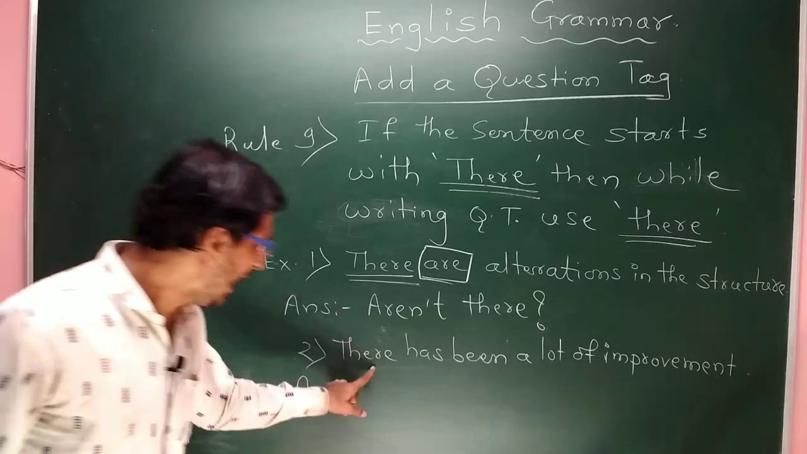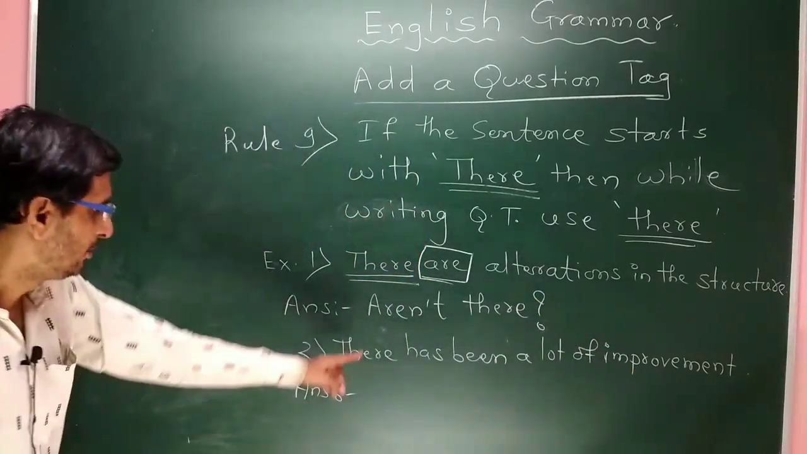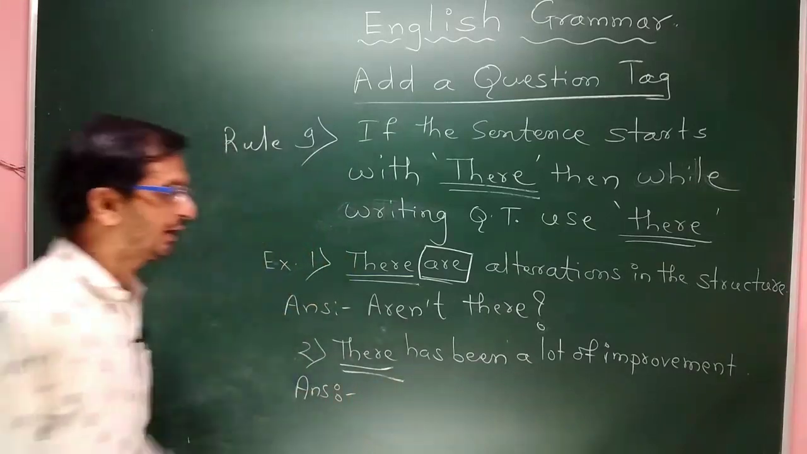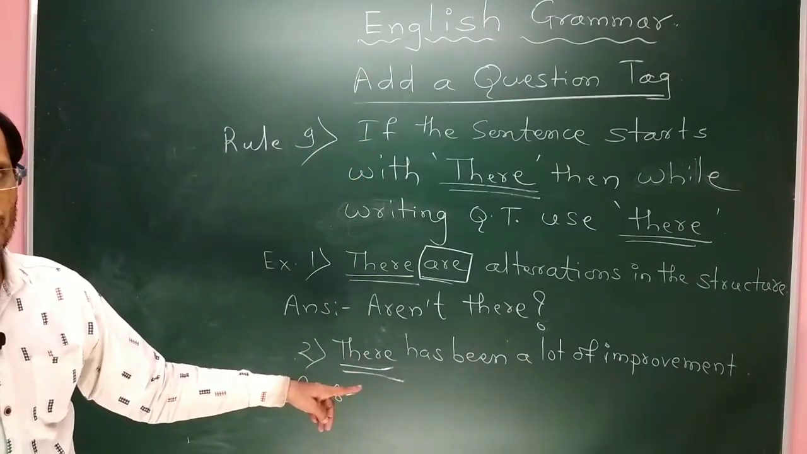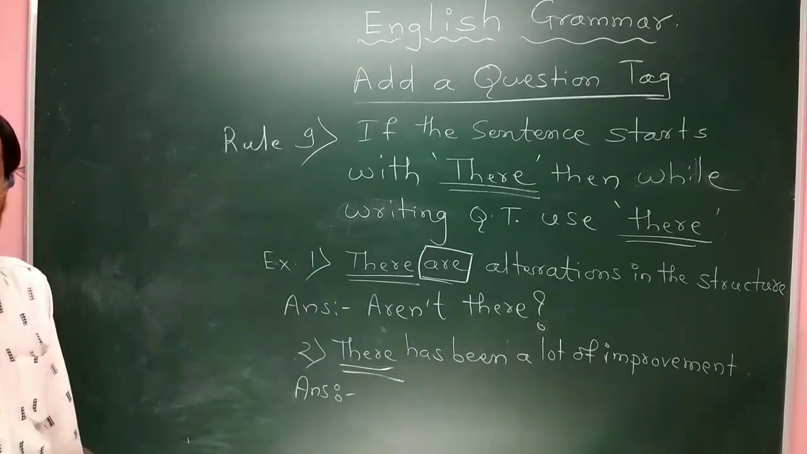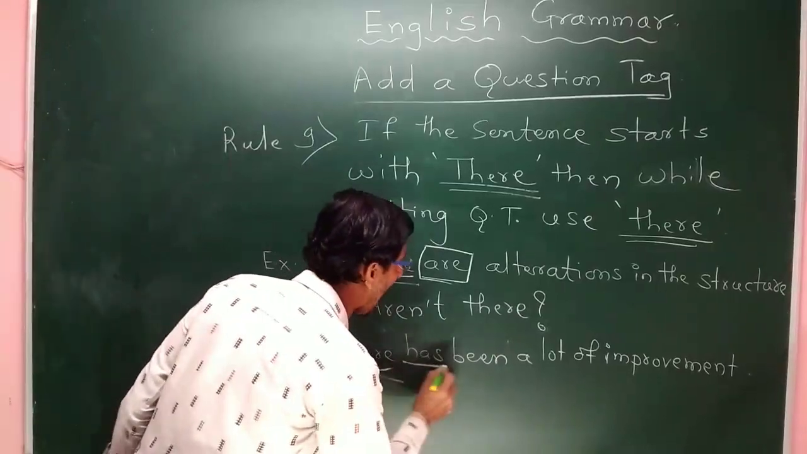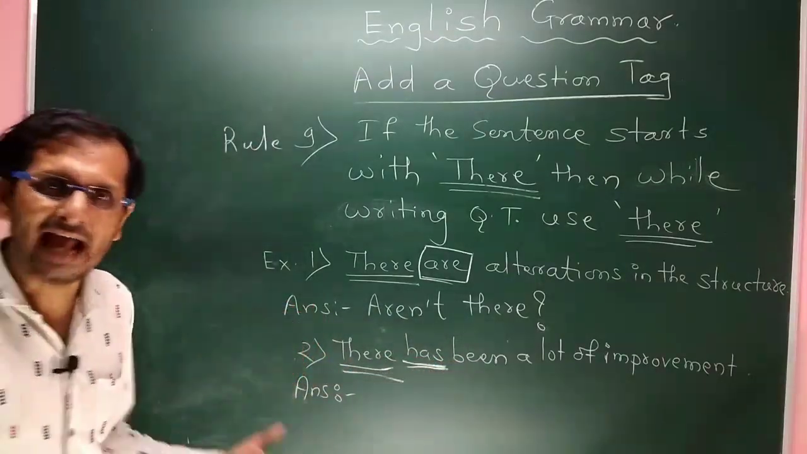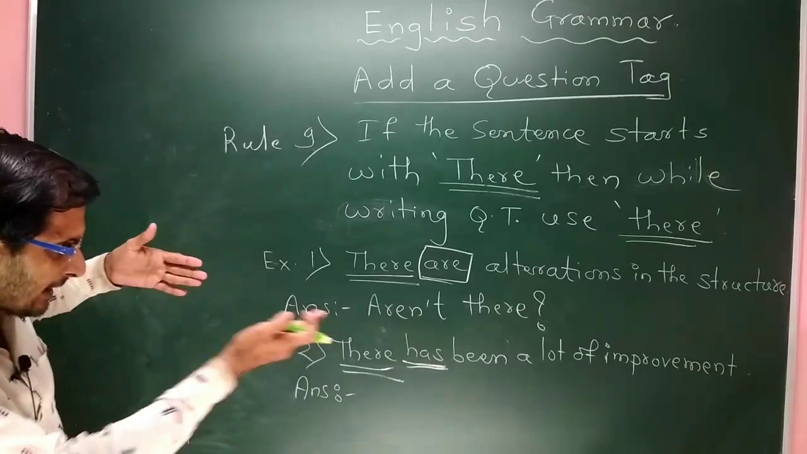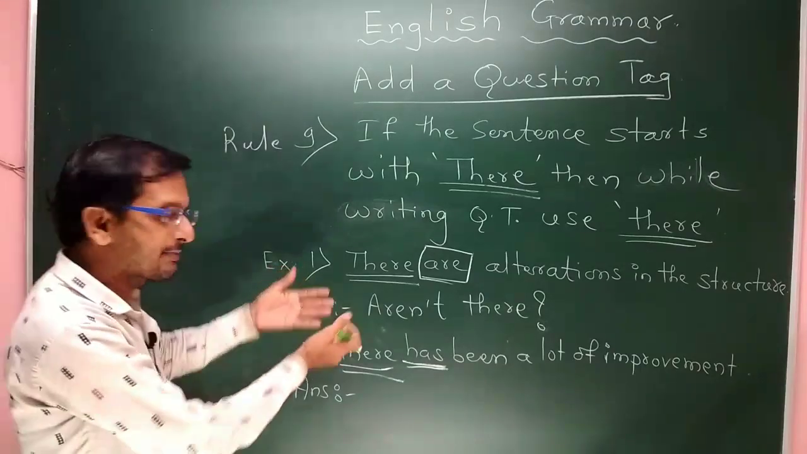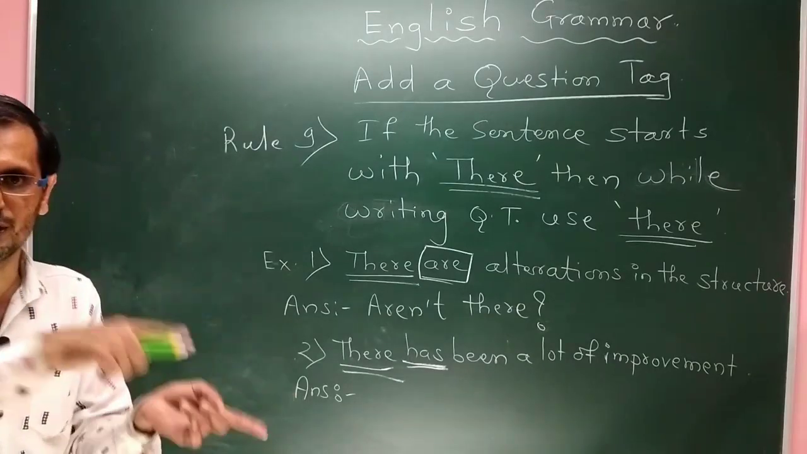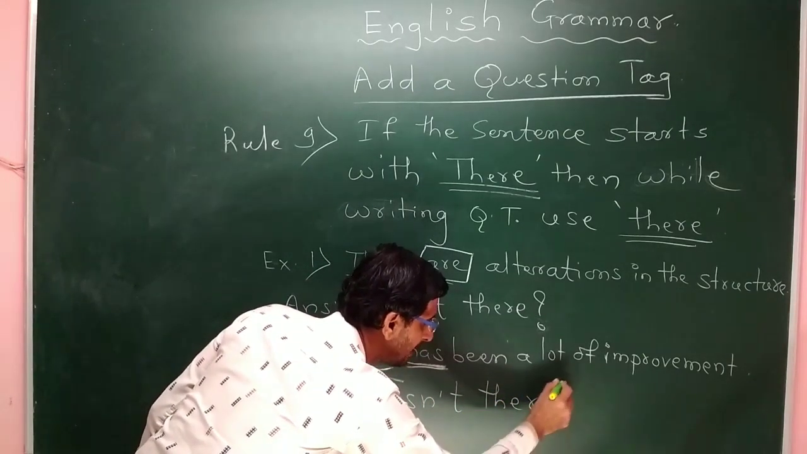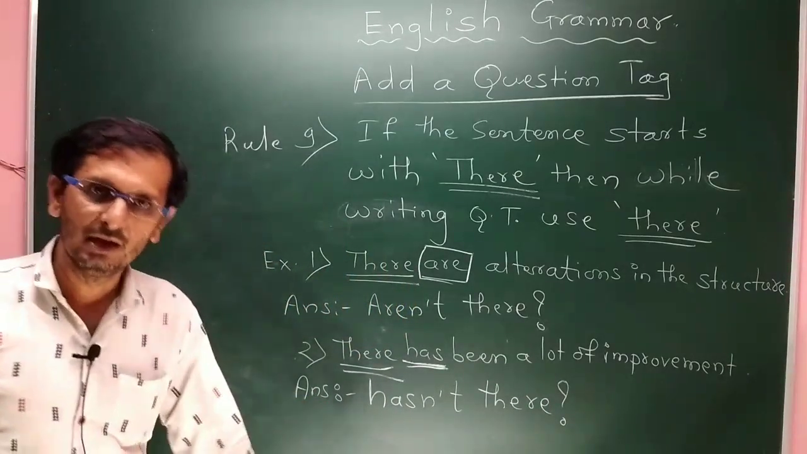Now we will go to example number 2. There has been a lot of improvement. You can see the sentence starts with "there", so obviously this rule applies. But as I told you earlier, you cannot write the answer by just writing "there". You have to find out the helping verb or main verb. The helping verb is already given, "has been", but we have to look for the "has". There is no negative word in the sentence, so "has" will become "hasn't". Sentence positive, answer negative. "Hasn't there?" with a question mark. This is the way you have to write the question tag.